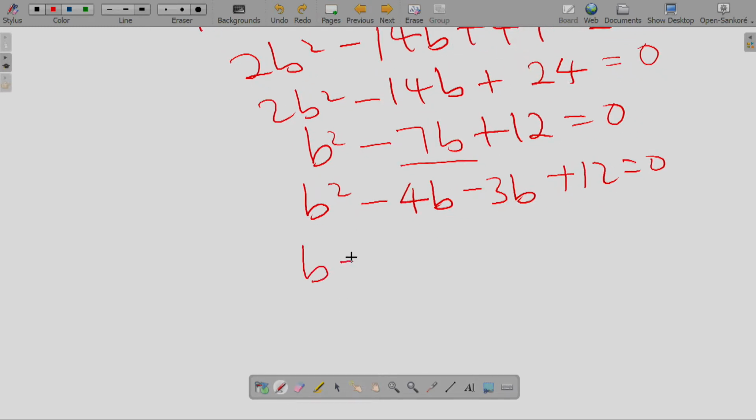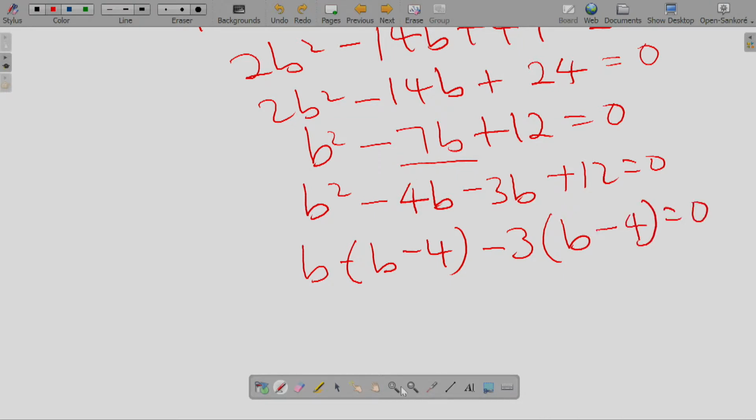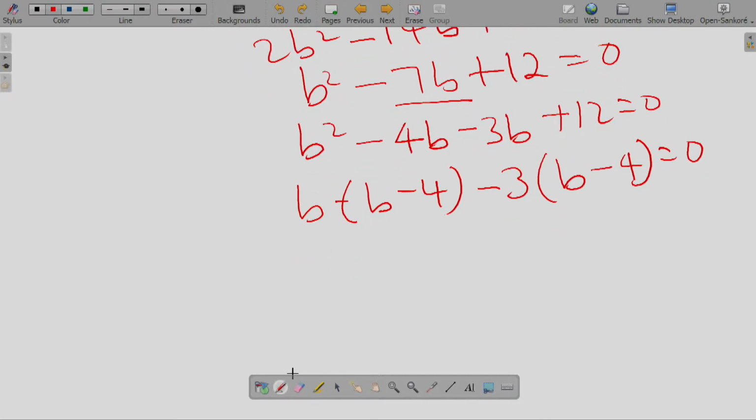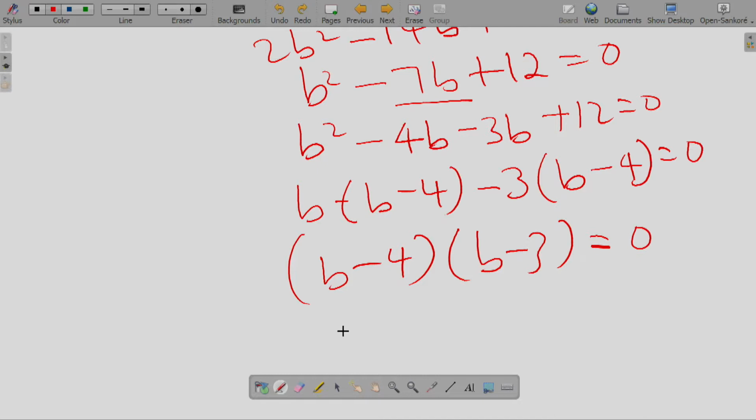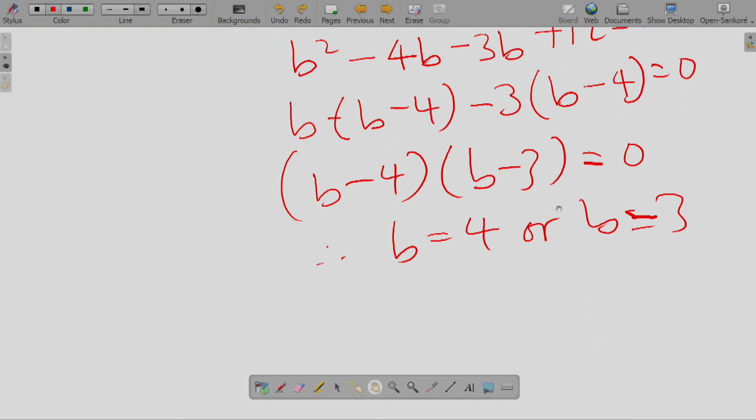So b, let's take b common: b minus 4, and here negative 3, let's take common, here it remains b minus 4 is equal to 0. And so here b minus 4 is a common factor, and here remains b minus 3 is equal to 0. Therefore, b is equal to 4 or b is equal to 3. So we have the value of b.